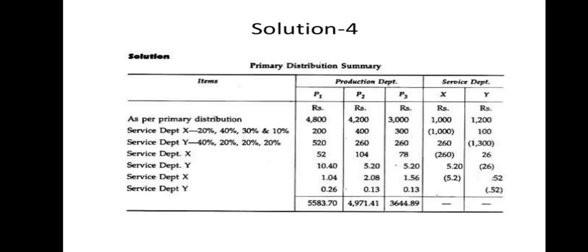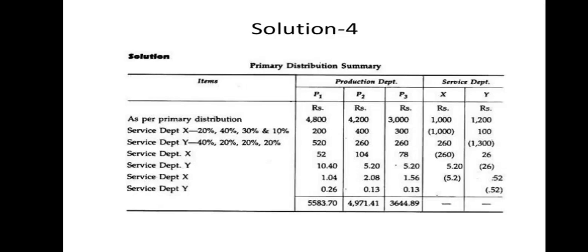So let me read out the problem so that we will have a solution. Swiss Company Limited has 3 production departments and 2 service departments. From the following information, show the distribution of service department cost under the repeated distribution method.